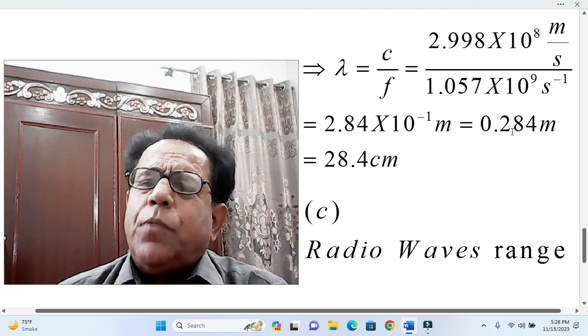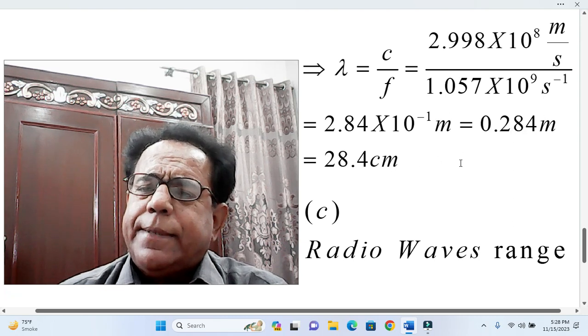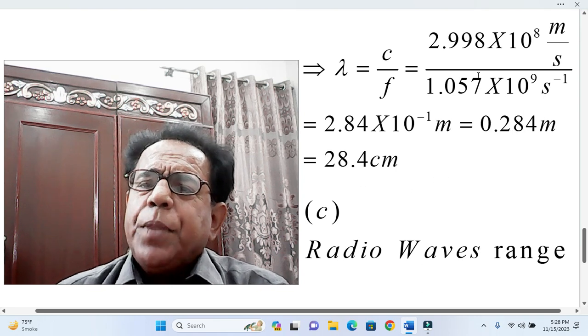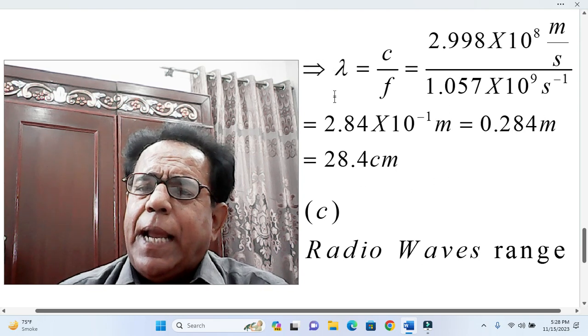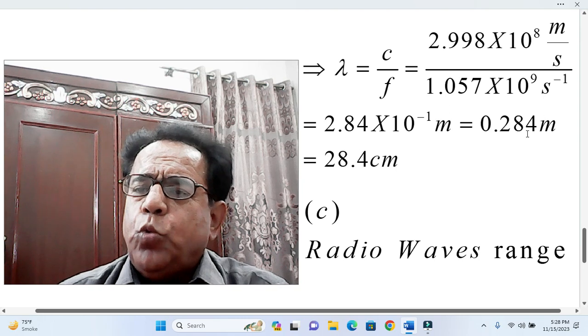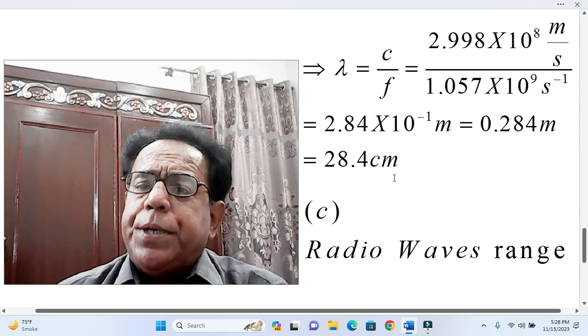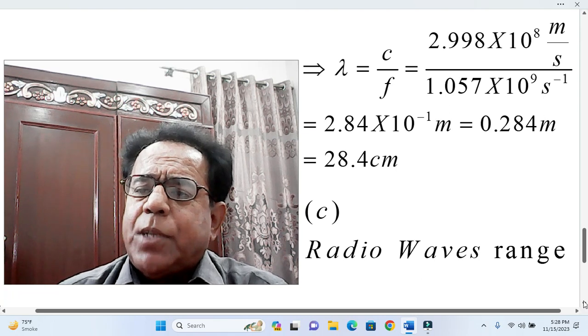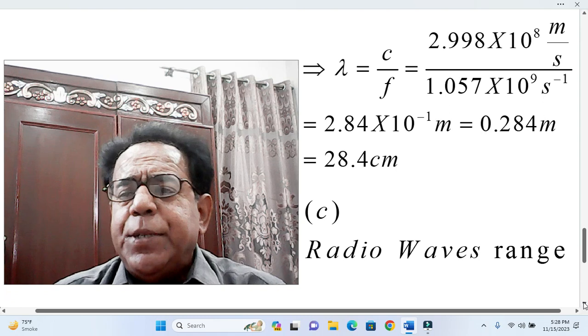To this extent our answer is 100% correct. However, as a matter of discretion, in the next step we have converted this meter into centimeter. So our wavelength lambda has become equal to 0.284 meter or 28.4 centimeter, and the answer of part C is radio waves range.